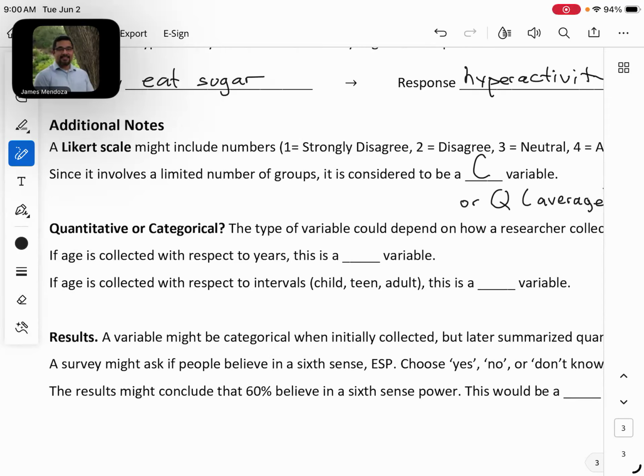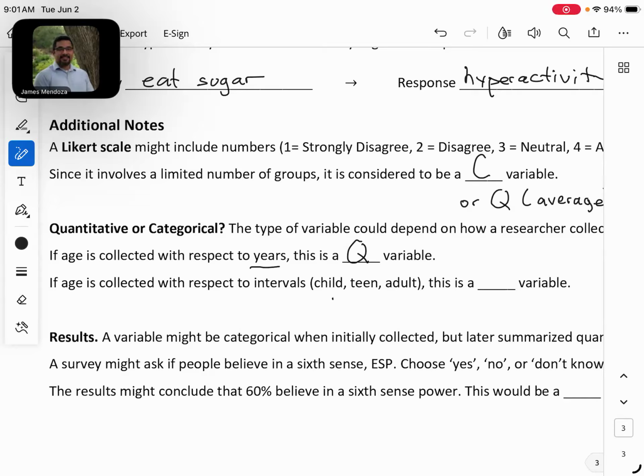So if it was age, I think a lot of us right away, just seeing the word age, are going to think quantitative. And that would be true if age was being collected based on how many years old the individuals are. That'd be quantitative. But suppose they took age and made it into intervals, like people from 8 to 12, those from 13 to 17, or those from 25 to 34, and they start grouping them based on intervals.